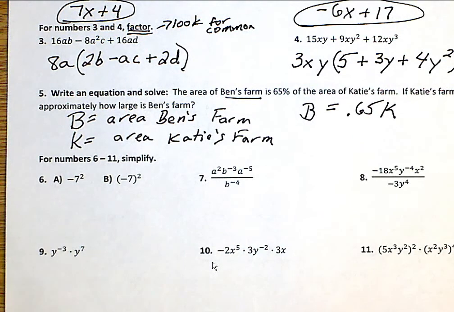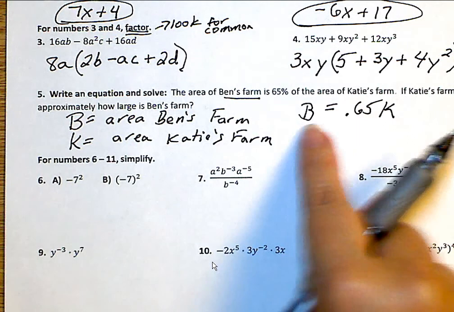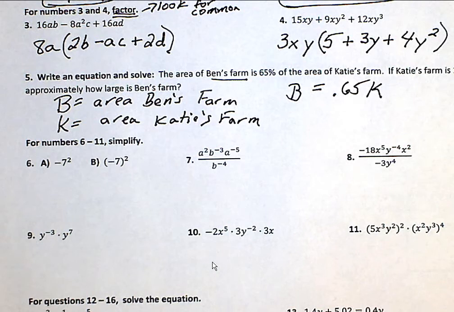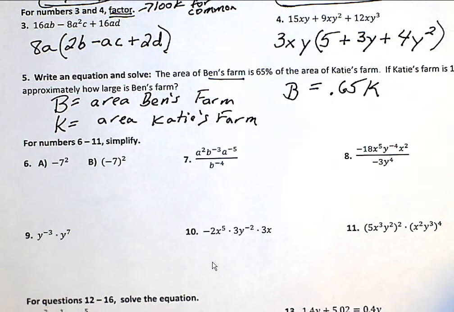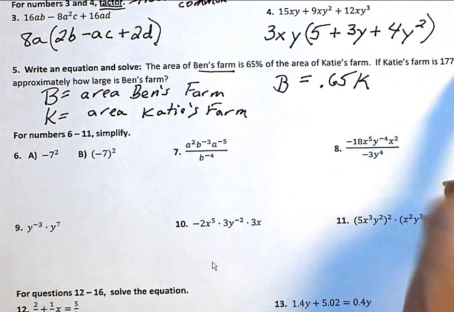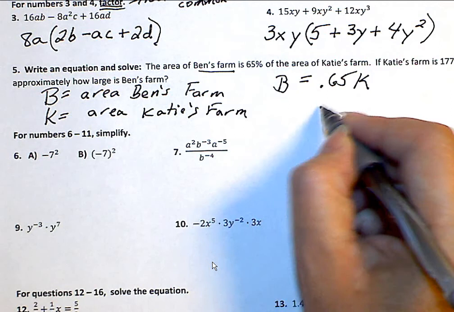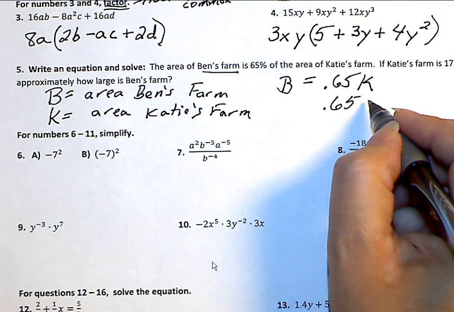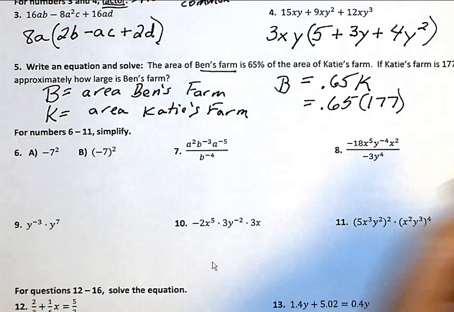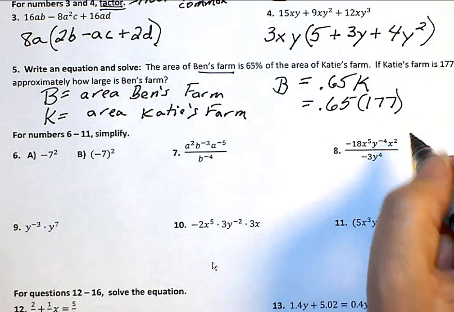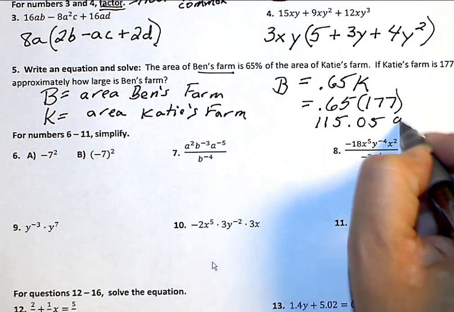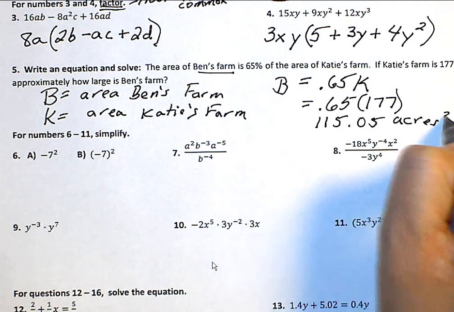So when it asks you for the equation, that's what's going to go on the line for your equation on the test, because it asks what the equation is. So make sure you have that. Then read the second one. It says if Katie's farm is 177 acres, so we're going to go 0.65 and then put in our 177. What is Ben's farm? Put that into your calculator and you get 115.05 acres squared. So Ben's farm.